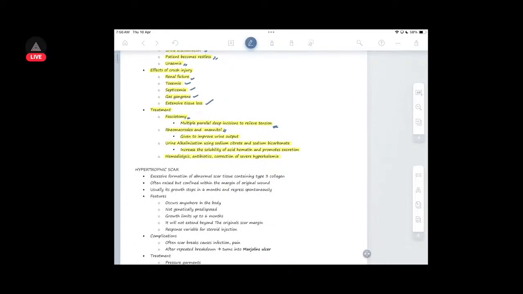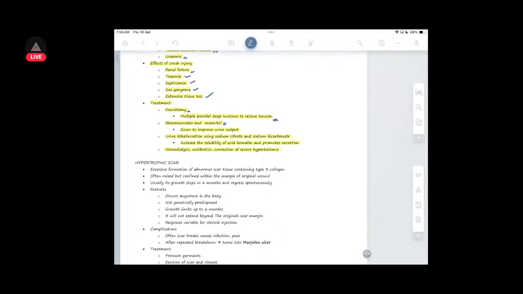Okay, so coming back, sorry about that. You have treatment is fasciotomy and rheomacrodex and mannitol, which is given to improve urinary output. And you have urine alkalization using sodium citrate and sodium bicarbonate, which increases solubility of acid matter and promotes excretion. And you have hemodialysis, antibiotics, correction of serum potassium.